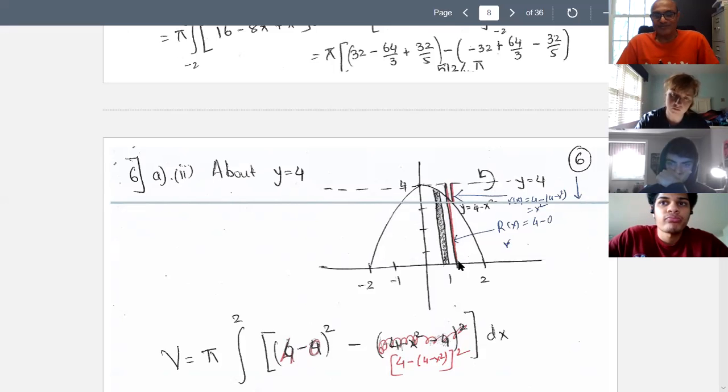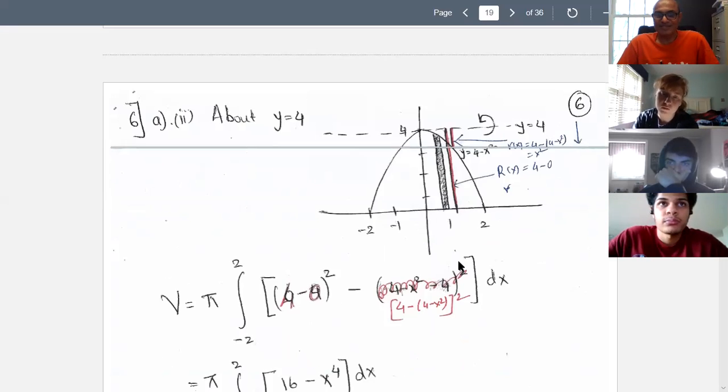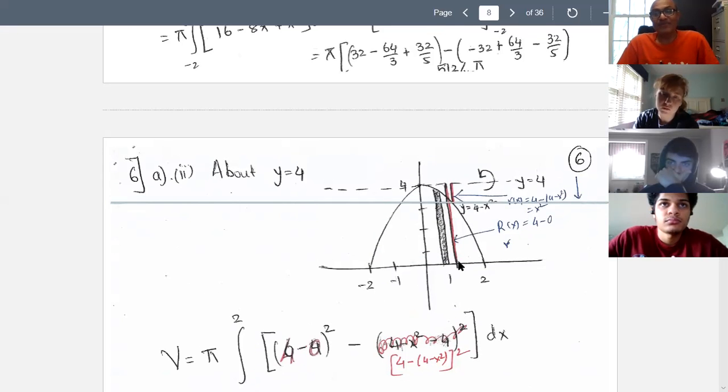So my R, be sincere guys, be careful. What is capital R? It is the distance from the axis of revolution to the strip. The strip's long part is here, and the axis of revolution is 4. So this 4 to this one is my capital R of x, because a vertical strip is there. So R of x equals this 4. Look here, 4.